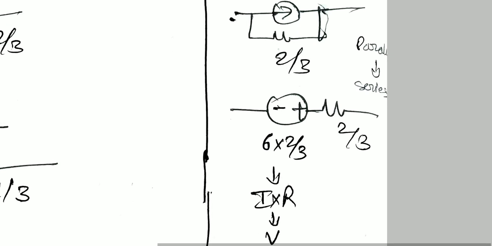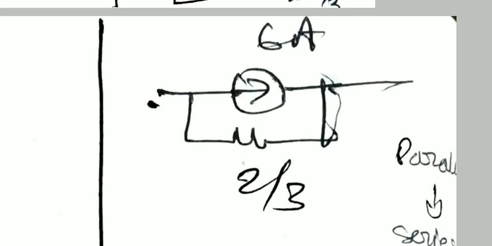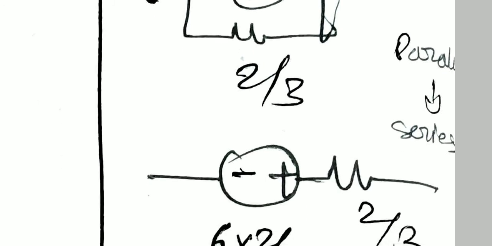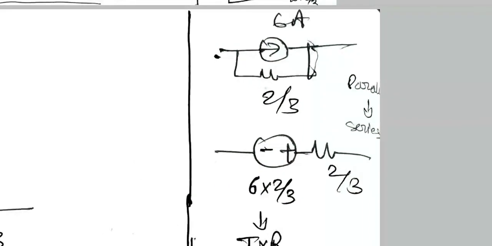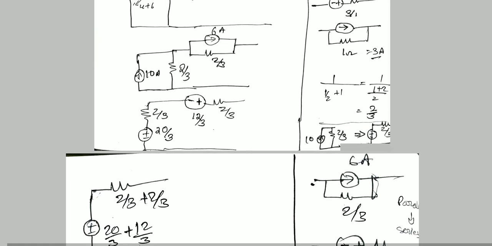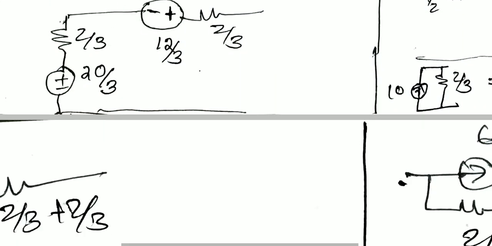You may observe here the polarity. The arrow mark is like this. The arrow head we consider as positive, and the tail of the arrow we consider as negative after converting it into voltage. We are using the formula I into R. After doing this, we see that these two voltage sources are in series, and the 2 by 3 and 2 by 3 resistances are also in series. Because they are in series, we can add them.